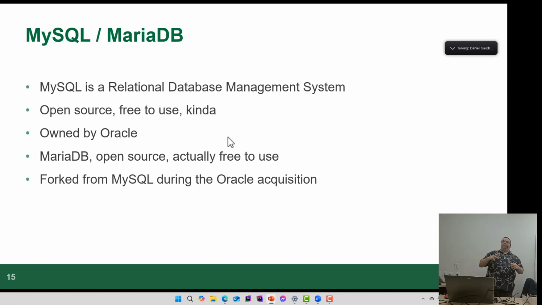MariaDB is considered an in-place replacement for MySQL. So if you've got an application designed for MySQL, it'll work on MariaDB. The thing is, if you write something for MariaDB, it might not work on MySQL. It's more like a one-way trip, right, to get you off the Oracle bandwagon. MariaDB is actually free to use. It works on almost everything.